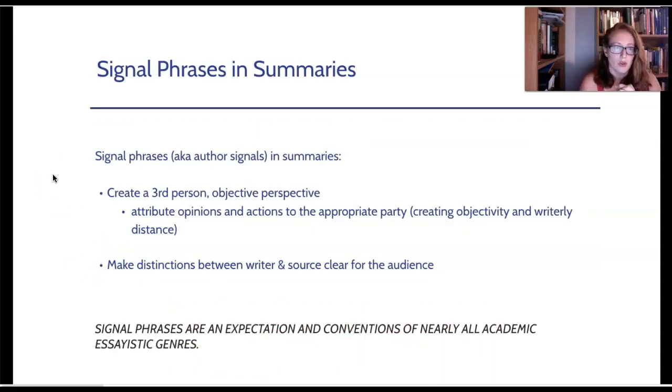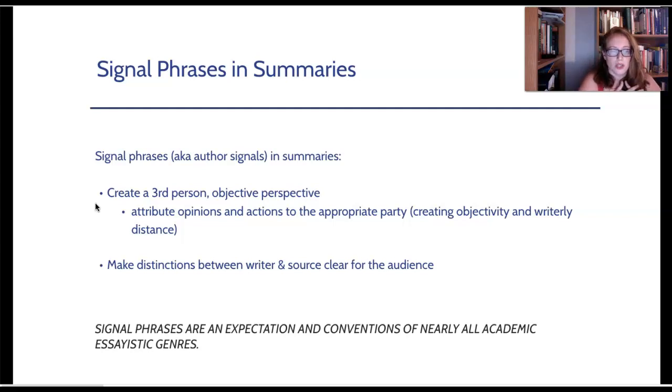Finally, I'm going to talk a little bit more about what I'm looking for with the signal phrases. Again, it creates that third person objective perspective, that objectivity and writerly distance, and it also makes clear distinctions between the writer and the source. It's a way of removing you from it, talking about the text and attributing what's being said to the text and pulling yourself out.